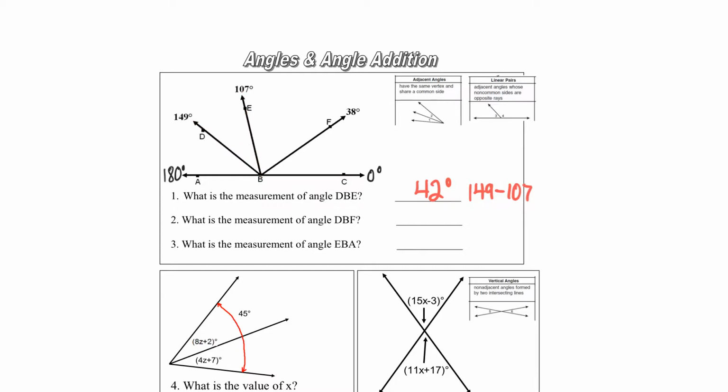Okay. All right, number 2 says DBF. So DBF is this angle right here. Now where does that angle start at? 38. Starts at 38 and goes all the way around to what? 149. So it starts at 38, 149. I want to know how many degrees it is between there. 111. Subtract them. 149 minus 38. That tells me that angle right there is 111 degrees.